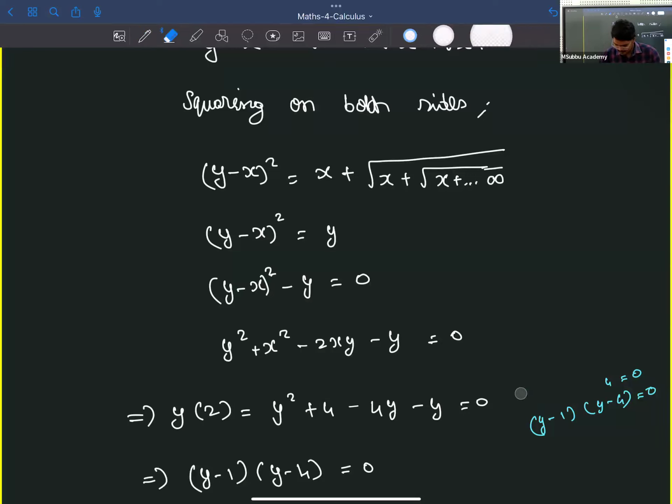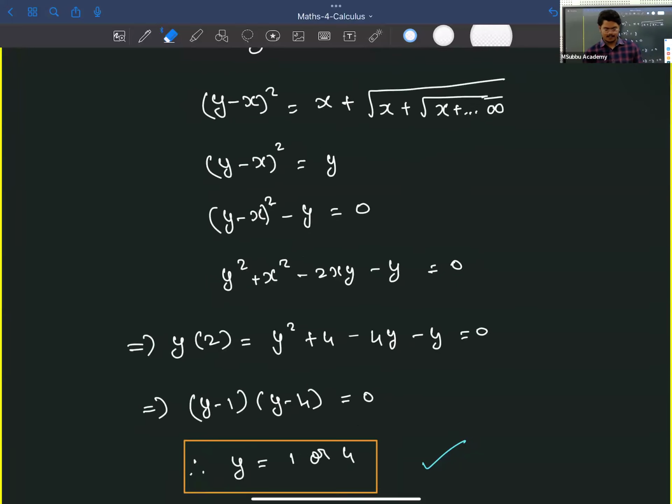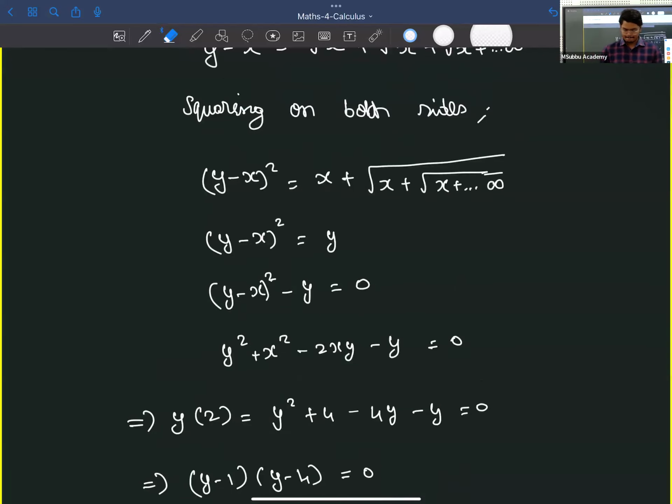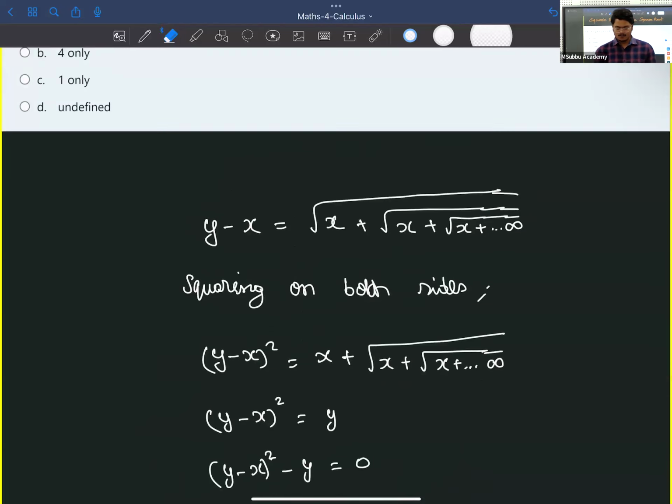Now I guess it will be correct. It will be y square plus 5y. Yeah, now it is correct. The factorization. Okay, okay, guys.